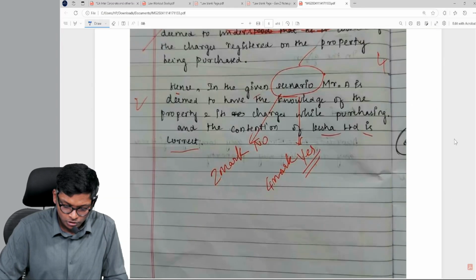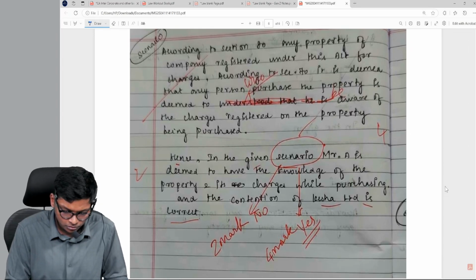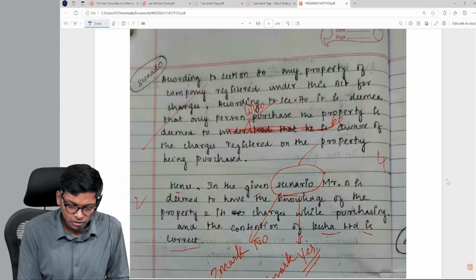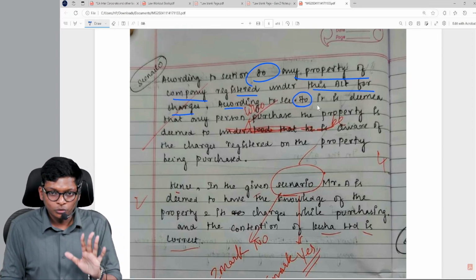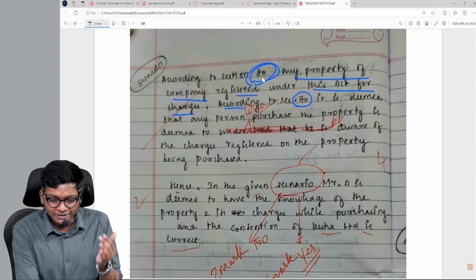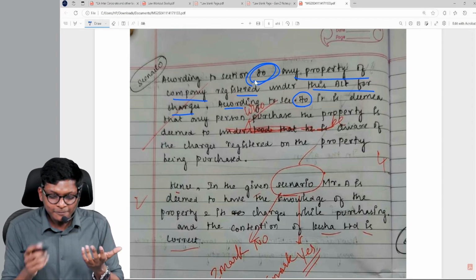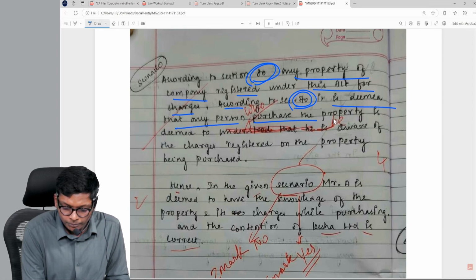And the last one is there. Okay, last one. This one, if you see. According to Section 80, any property of the company registered under this Act for charges. Accordingly, Section 70. So what is the mistake here? It is basically Section 80. He wrote in the first line Section 80, which is correct. This is the date of notice. Then the same student, in the third line, is writing Section 70. He's deemed that any person purchase the property.